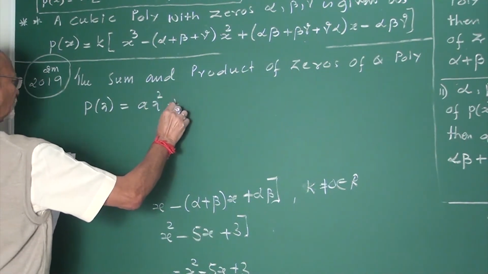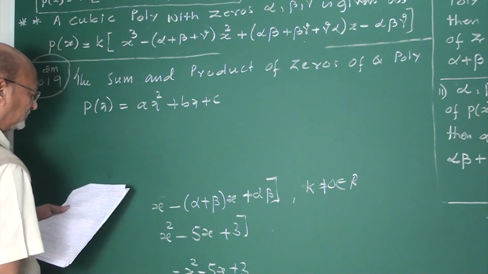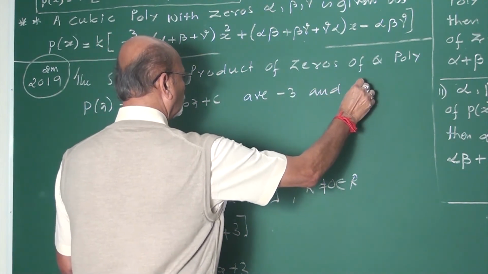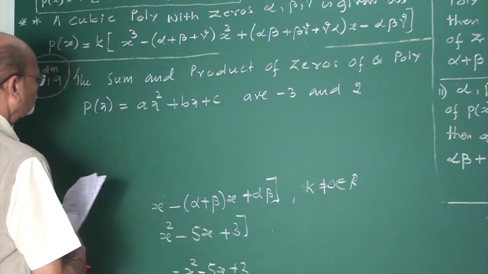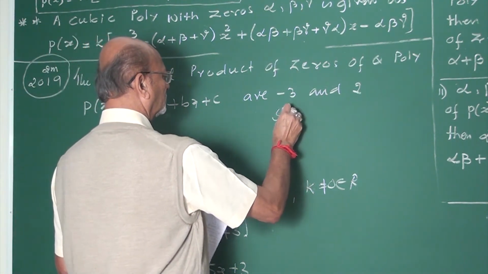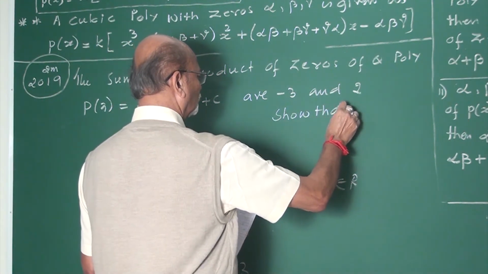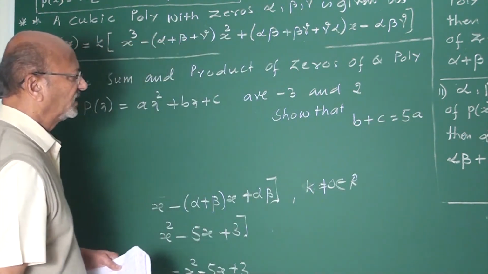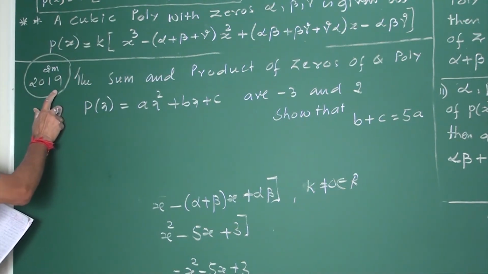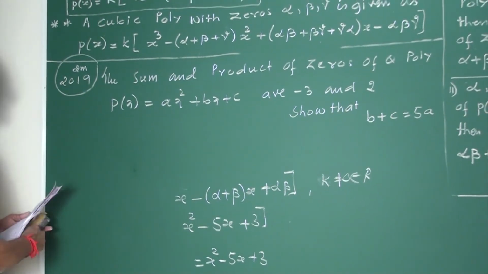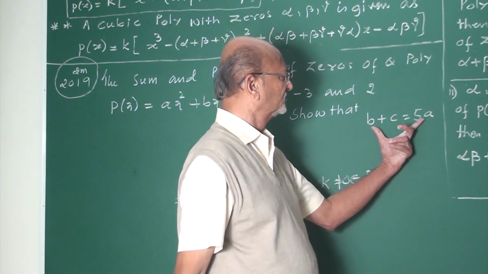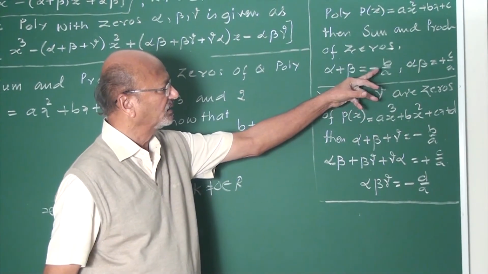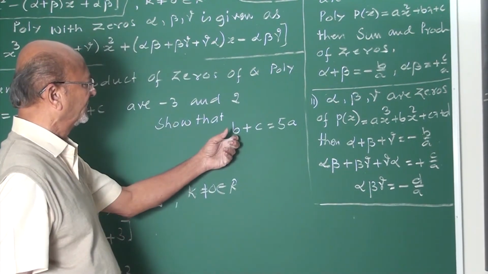P(x) equal to ax squared plus bx plus c are minus 3 and 2. Then show that b plus c equal to 5a. It is a simple example. You want a relation between b, c and a; an equation connecting a, b, c means a relation. Then you have to go for sum minus b by a, product c by a. Substitute those values and directly you can get this answer.